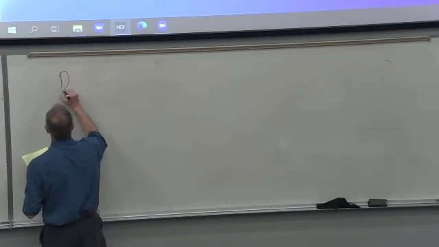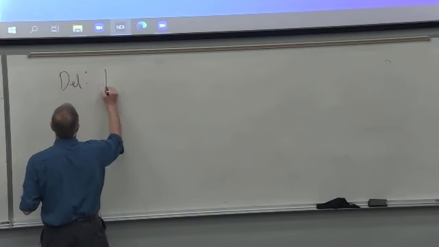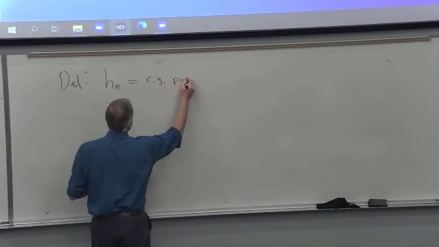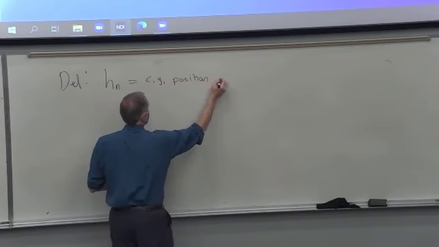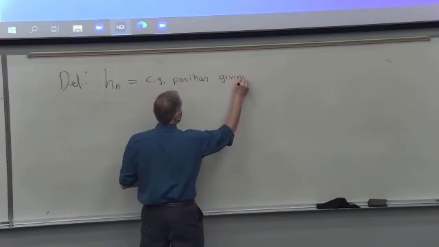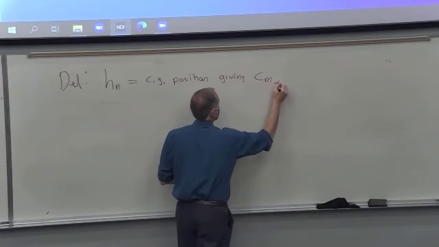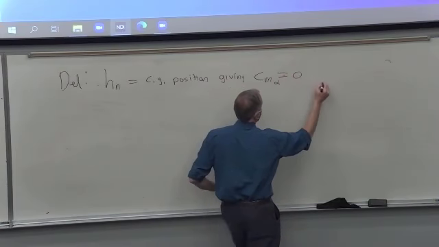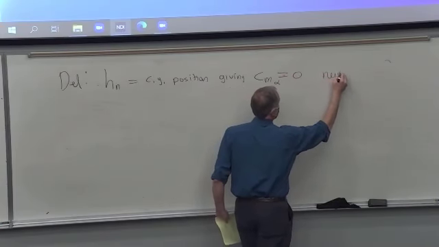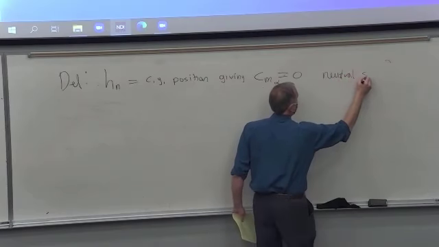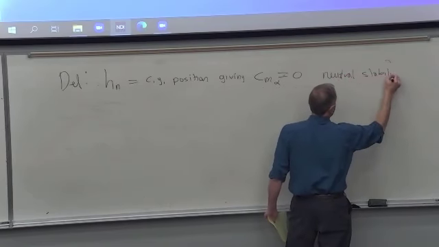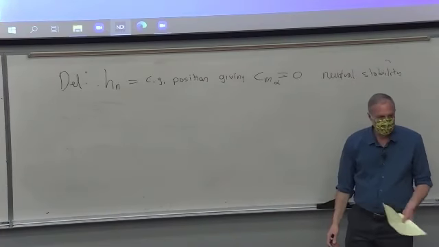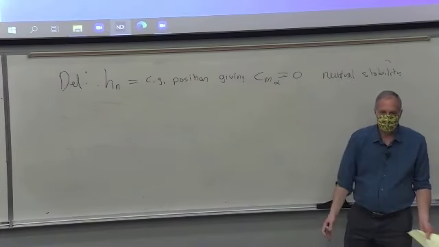So we're going to define HN as the CG position giving CM alpha of the entire airplane 0. So it's neutral stability. And we want to know that spot so that we can avoid getting the CG back behind there.